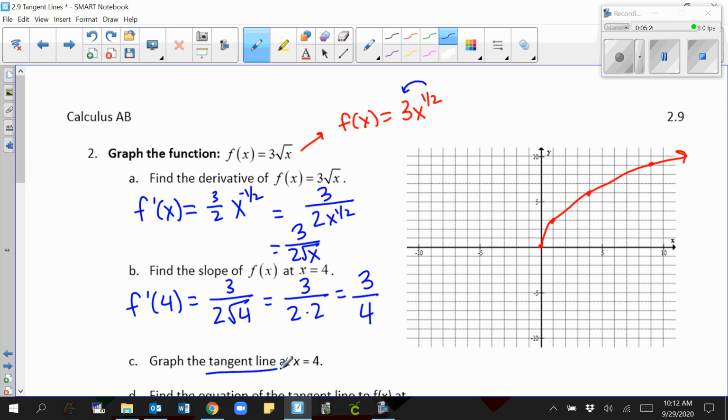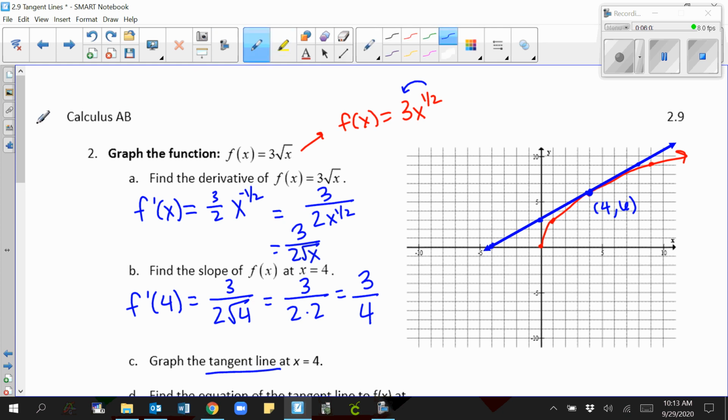And let's graph our tangent line at 4. So over here at 4, I'm up at this point right here. So my point is 4, 6, right? And my slope is 3/4. So I'm going to go up 3 over 4. And I don't have any more room to the right, so I'm going to go to the left, which would be down 3 and 4. So my tangent line is going to kind of look like this.